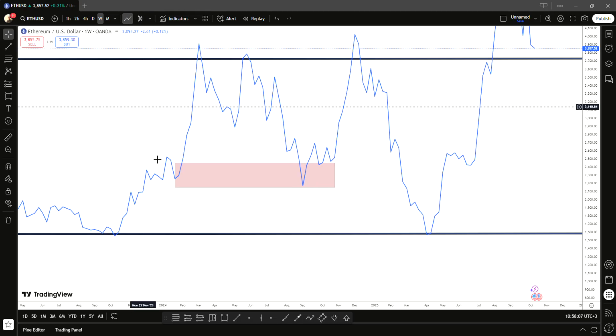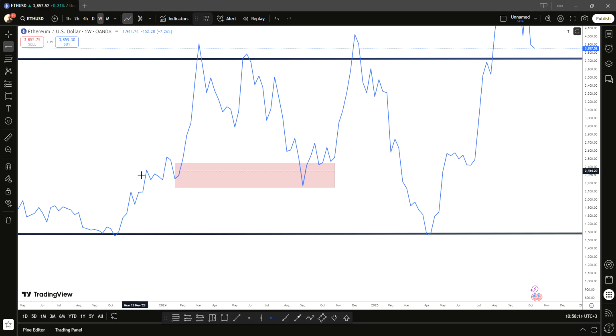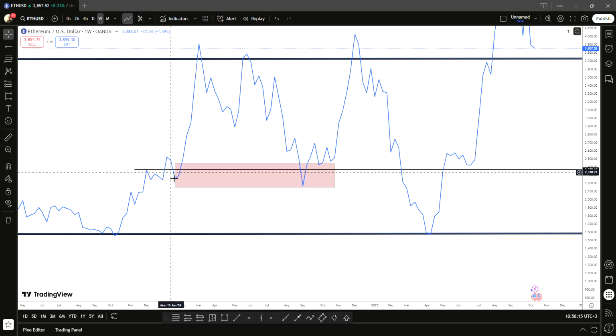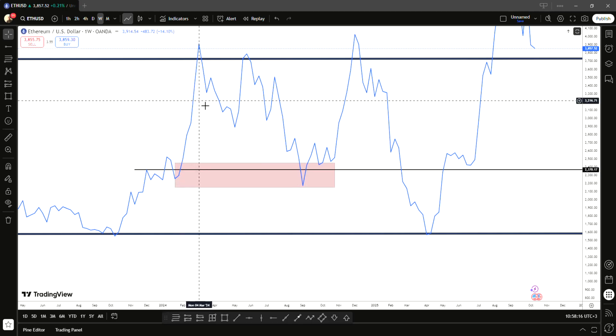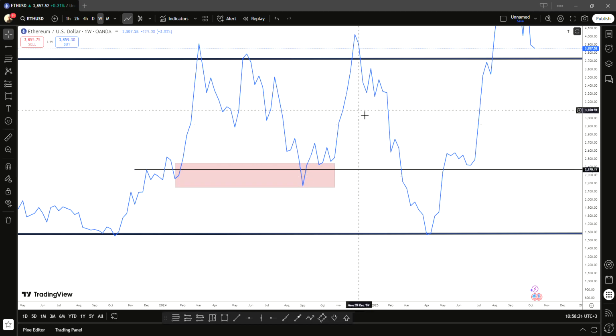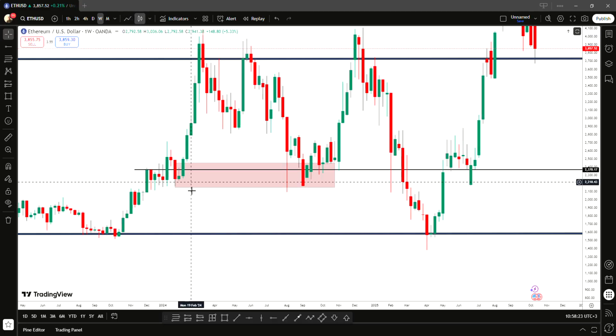If you come to the line chart, you're going to see it very clearly. Let me just put a line there. You see that line? This is resistance broken, turns into support, and then price went up. So you want price to come back to this zone, and then you look for your buys. I hope you are clear up to that. So that is what happened here.